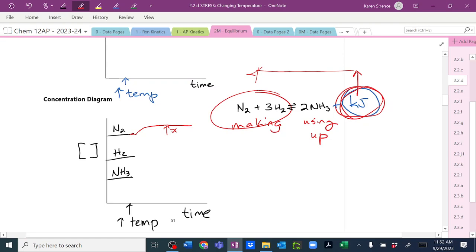How about H2? It's also going to go up by 3x, which doesn't look like 3x at all. That's why I've labeled it. It looks more like 2x, maybe 1.5x. And then what's going to happen to NH3? Down by 2x. What feature does this graph not have that other graphs of stresses have? There are no spikes on a temperature stress graph.